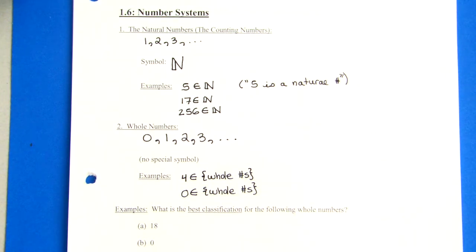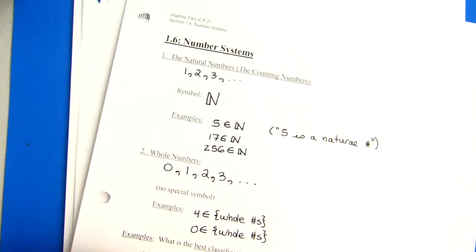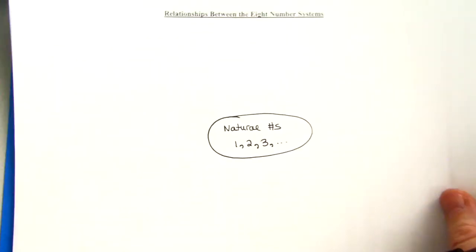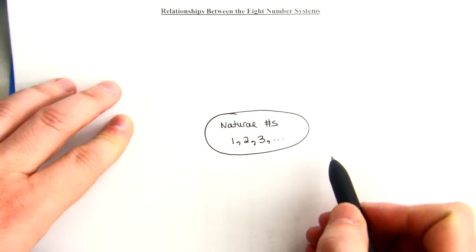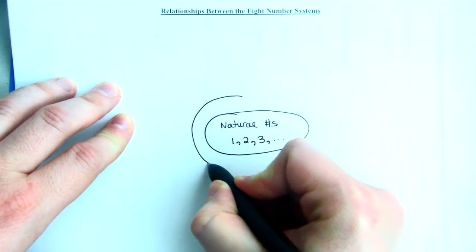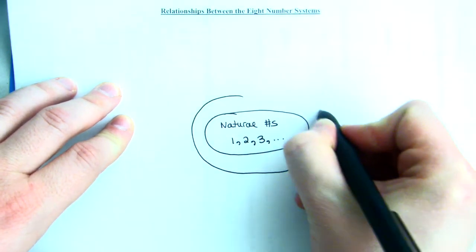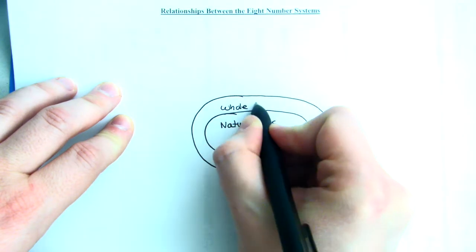Four is a whole number, 0 is a whole number. Adding this into our diagram, back on page 30, again, the whole numbers include everything that I already have and just add 0 to that. To show this, I'm going to draw a circle around what I already have. And I'm going to call this the whole numbers.